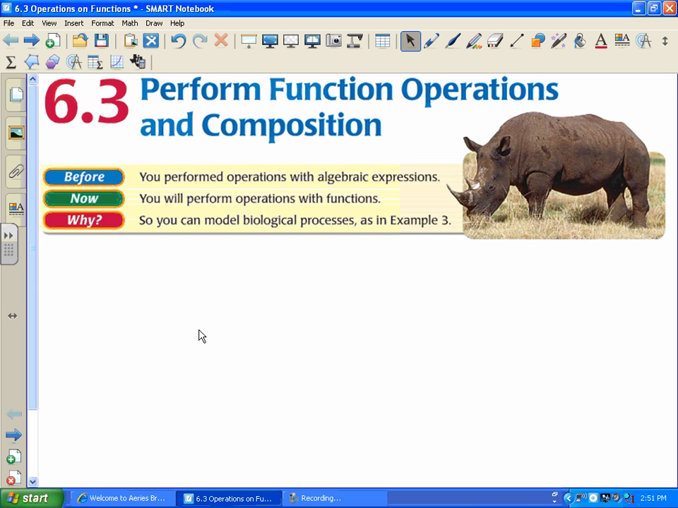So the way that we do composition is, I think of it in Inception. So we'll look at that when we get there.